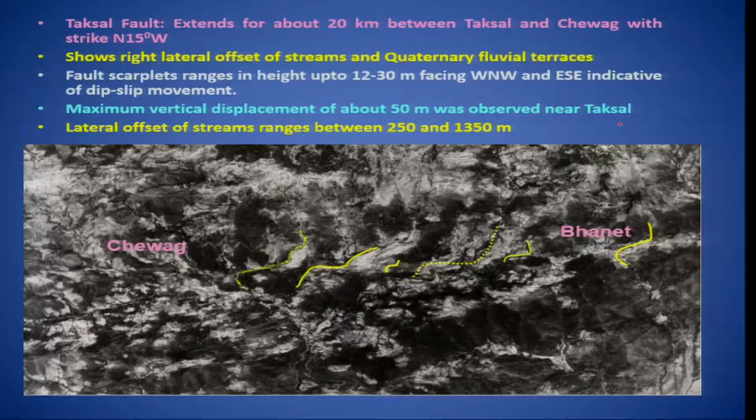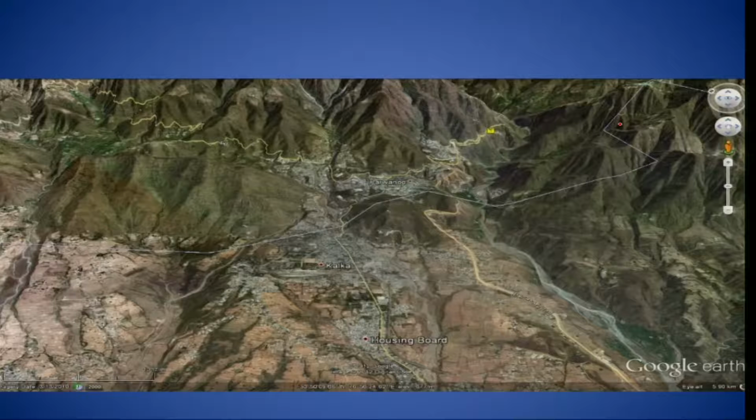We have stream offsets which we have mapped and measured, and that shows the strike slip motion, very much similar to what we have been talking about with the San Andreas fault system. This part is the Taksal which I was talking about, where we have a very prominent major offset, which is quite old. I will show a couple of photographs of that.